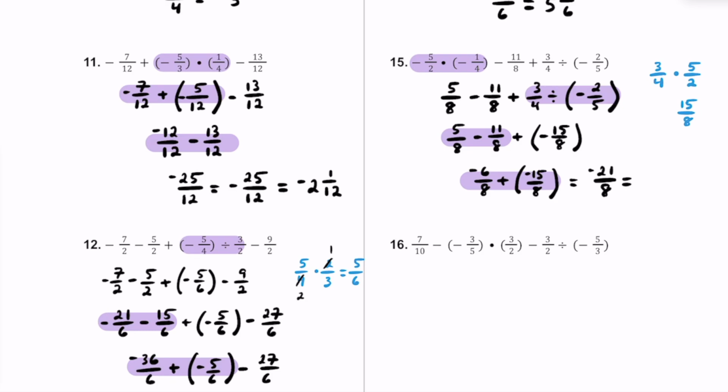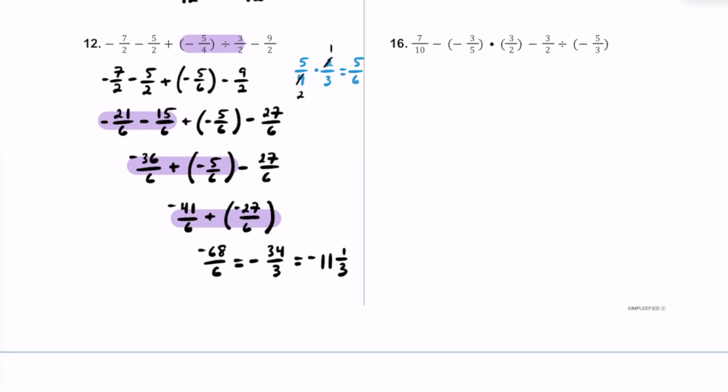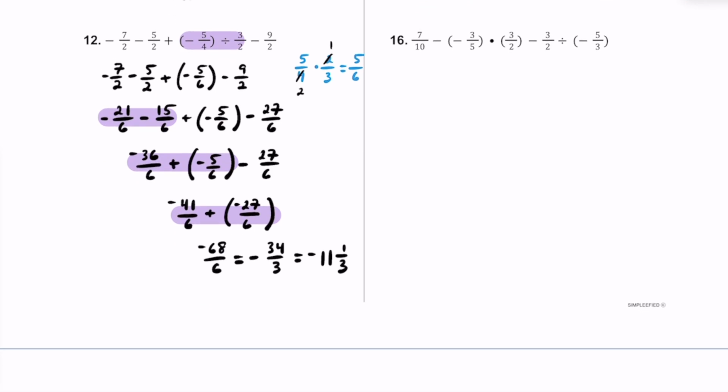So if we want to write this as an improper fraction, let's put that negative in the middle. That would be fine. And as a mixed number, this is going to be negative 2 and 5/8. All right, here is one final problem. In this one, we have subtraction, multiplication, subtraction, and division.